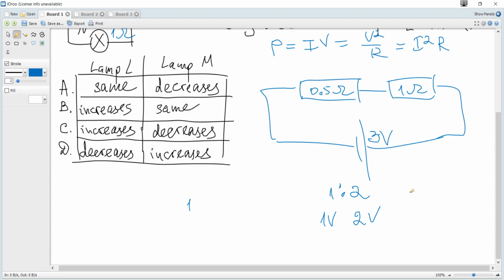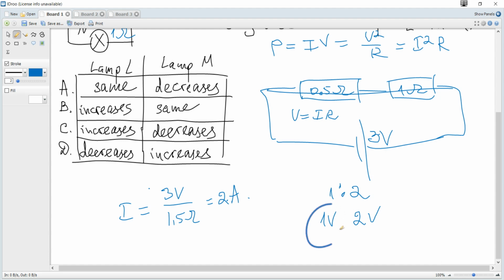Or, another way, you may find total resistance in series. It's the sum, so total resistance is 1.5, and total voltage 3 volts divided by total resistance gives the current. It's 2 amps, and current in series is the same. Using the formula, voltage is current times resistance. 2 times 0.5, we get 1 volt across this, and 2 times 1, 2 volts across this.